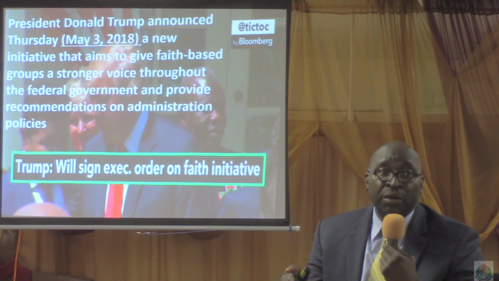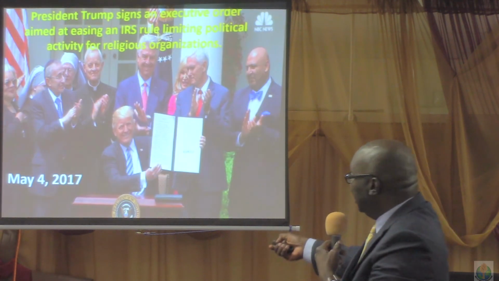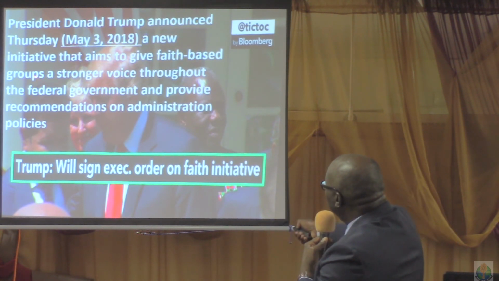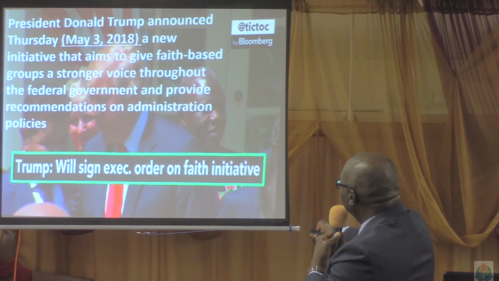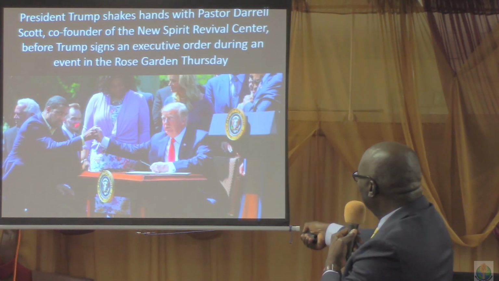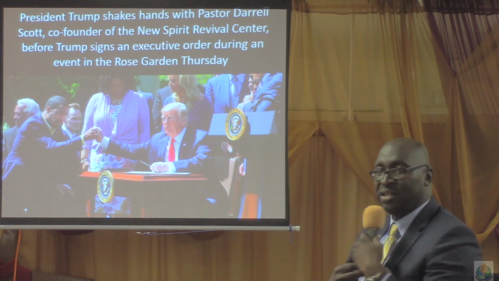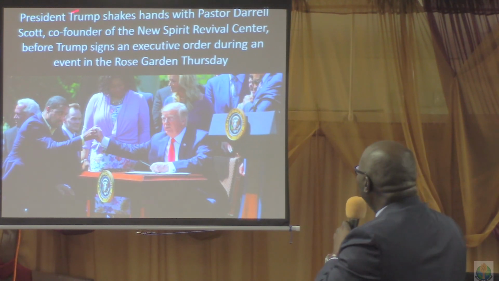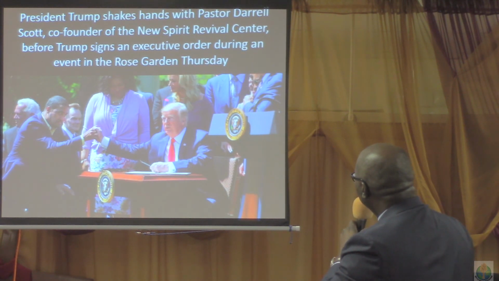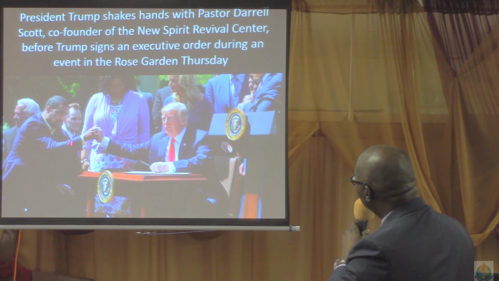So is he giving power to the churches now? Yes. Absolutely. So May 2017, May 2018, and in May 2018 when he said this, he's going to give faith-based groups a stronger voice through the federal government and provide recommendations on administration policies, they signed it with Trump and this pastor here, named Pastor Darrell Scott, ratifying under a Masonic handshake as he signed it. President Trump shakes hands with Pastor Darrell Scott, a co-founder of the New Spirit Revival Center, before Trump signs an executive order during an event in the Rose Garden Thursday. And this interesting lady was standing to the president's right. And this man here signed this, and they ratified with the most impressive Masonic handshake you ever seen in your life.